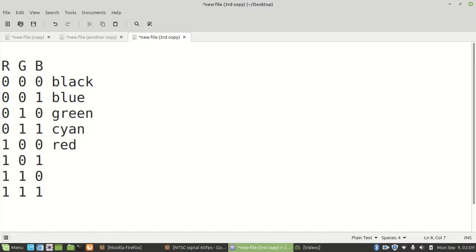And this is purple. And this is yellow. And that's white. And so the first Apple computer could probably only address this many colors.